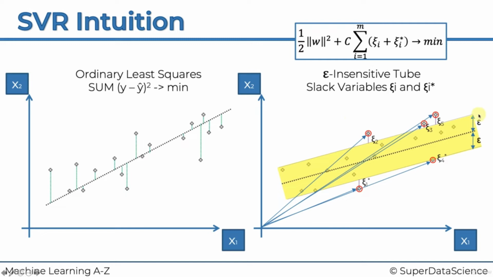And so there we go, that's what it's all about. It's just important to remember the epsilon-insensitive tube, and that support vector regression just cares about the errors of anything that's lying outside this tube.